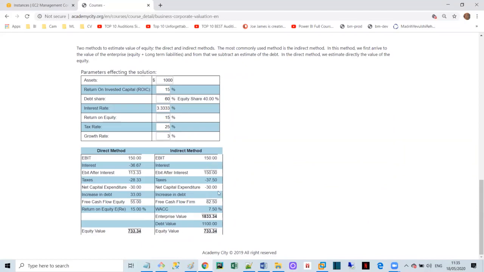We're basically using the golden equation on the enterprise, what I call the indirect method or enterprise method. You can look at it in a different way and you get exactly the same result.